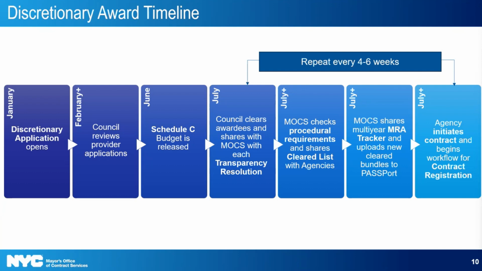After MOCS checks the procedural requirements, we will share out the cleared list showing which providers and awards are cleared for funding. We will then share the MRA tracker for any amount updates to multi-year contract shells and upload new contracts to Passport. From here, the agency is able to initiate the contract workflow and work toward registering the contract. As a note for multi-year discretionary contracts, you will only need to initiate and complete contracting tasks in year 1. This process of exchanging data and issuing cleared lists repeats every 4 to 6 weeks as Council sends out new data.